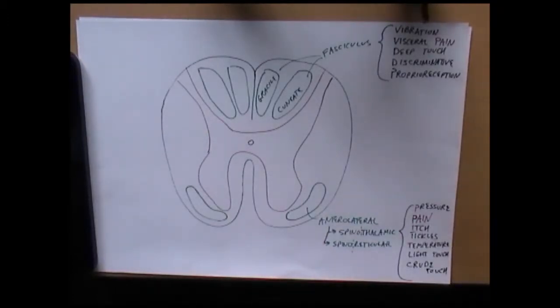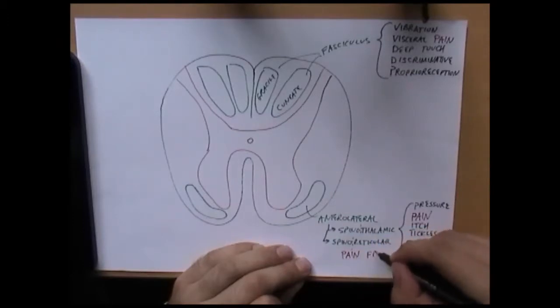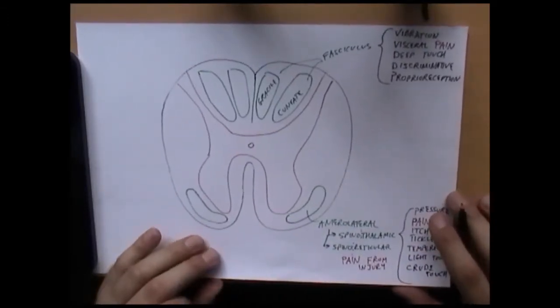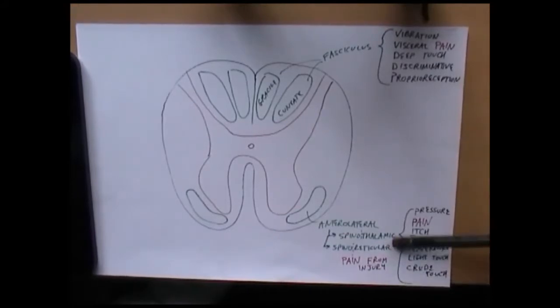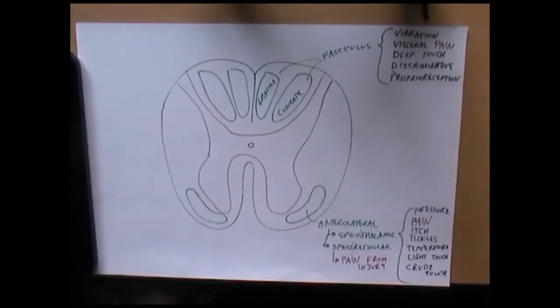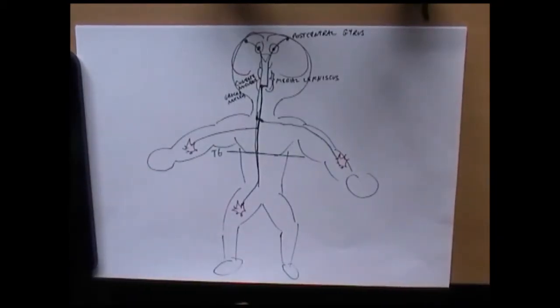The next one is the spinoreticular system, and the spinoreticular system pretty much only carries one type of signal. It carries pain from injury. So if you are having pain due to arthritis or something sort of non-traumatic, or from ischemia, for example, the spinothalamic tract is going to carry that pain signal. But if you've been stabbed, as it were, or shot, that pain is going to be carried by the spinoreticular tract. And in the same way as the spinothalamic tract, the spinoreticular tracts decussate immediately upon entering the central nervous system.